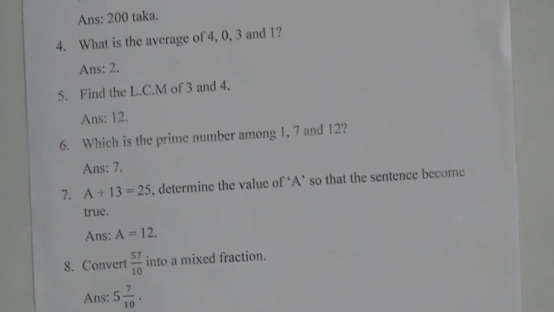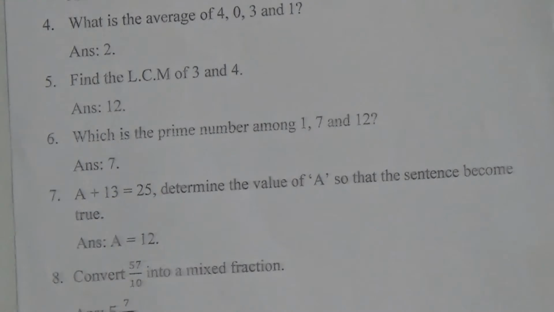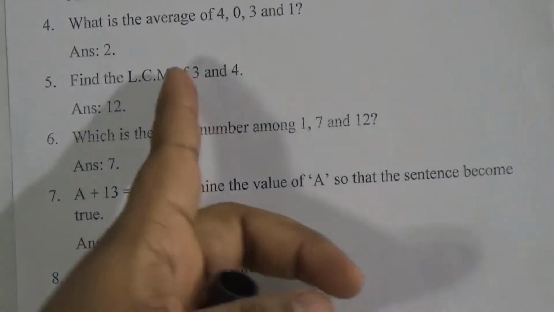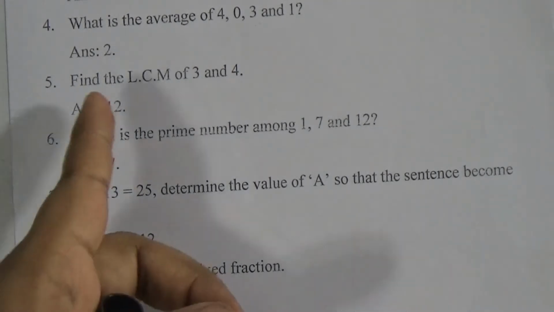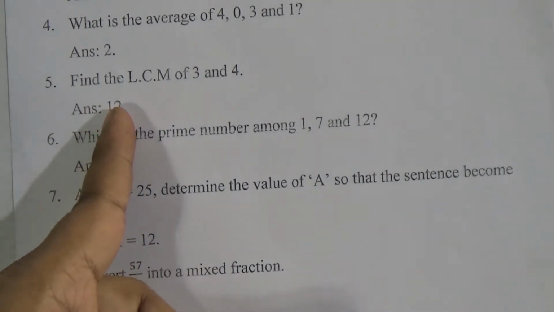Find the LCM of 3 and 4. Dear students, notice there is no common prime factor between 3 and 4. So if such types of numbers are given, then we can easily find the LCM. We do multiplication and we get the answer. Here you notice 3 and 4. So we multiply 3 with 4 and we get the LCM of these two numbers. 3 4s are 12. So 12 is the answer, right?